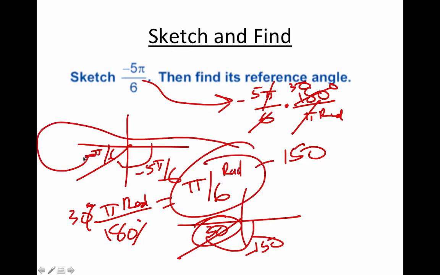Isn't that amazing? The reference angle is 30 degrees because it's pi over 6. So convert it over, find your reference angle, convert it back. I know I did that one fast, but you're going to have an opportunity to practice a few of those in the homework. It's a good time.